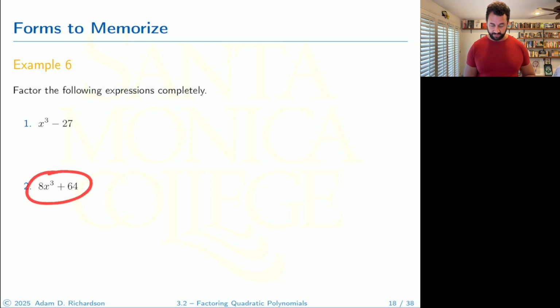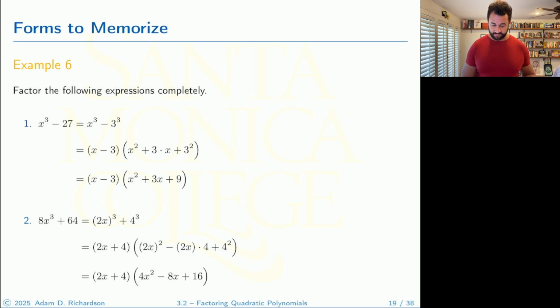And then this one, you can think of it as 2x cubed plus 4 cubed. That's a sum of cubes. More specifically, we have this. Here's the cube structure, and then here's me using the formula, just plugging it in. A squared plus AB plus B squared. Remember the signs, right? Same, opposite, always positive. And then I just simplified a little bit at the end.